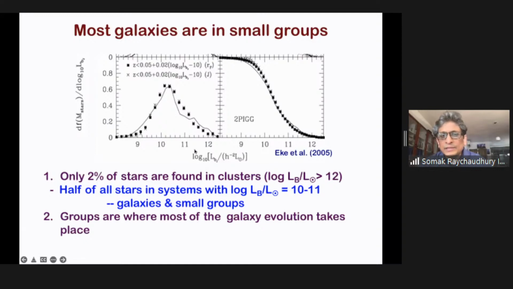So this, for example, is 10 to the power 11 times the luminosity of the sun. See, our galaxy's luminosity is 2 times 10 to the power 10 times the luminosity of the sun in these units. So our galaxy, the Milky Way, would be somewhere here. Okay.